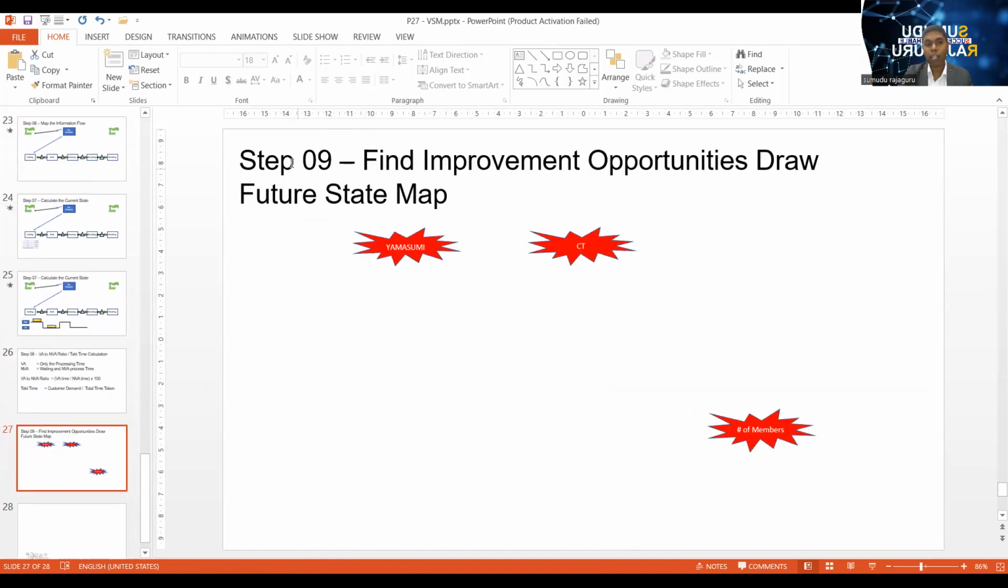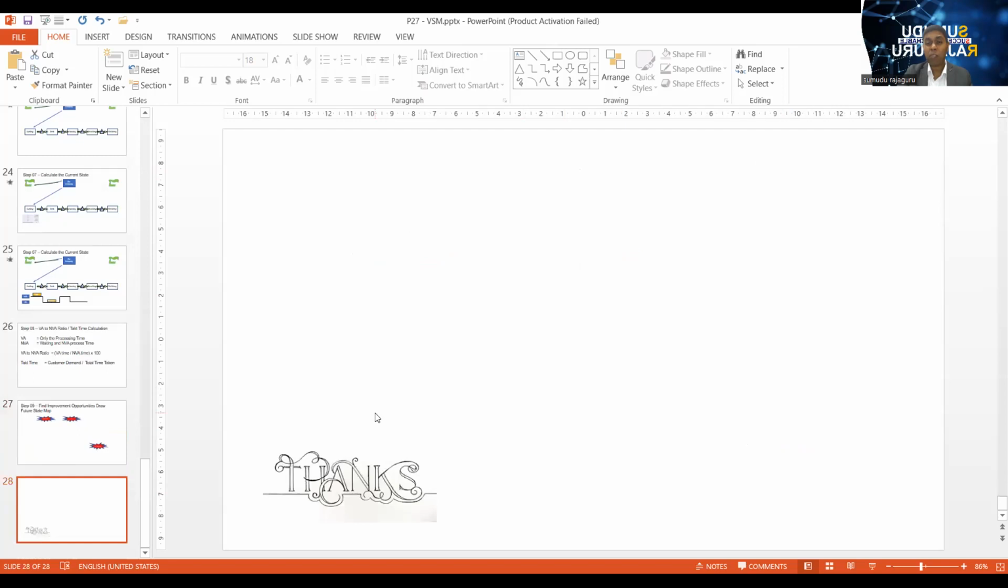Finally, we have to find out step number 9, improvement opportunities, because those we can use to draw the future value stream. So again, I'm telling this is a very important tool. Before we go to any improvement, we have to understand about the current situation. So through the value stream map, we can understand the organization's current status, current situation.